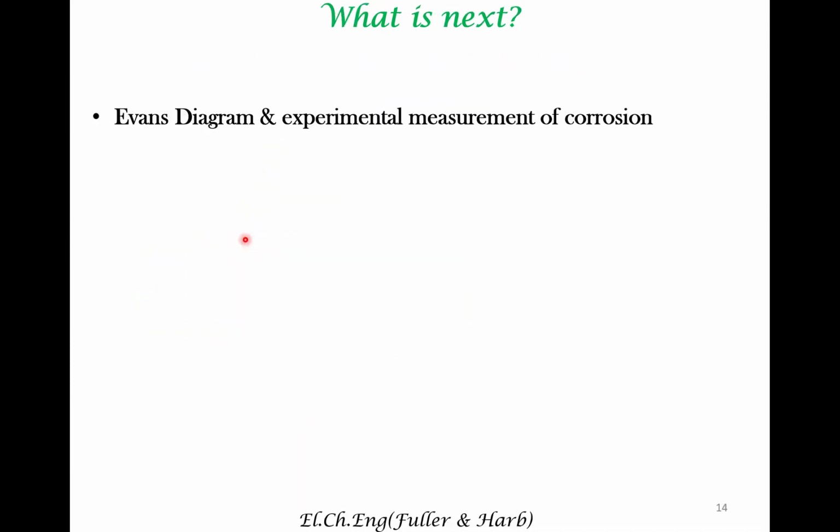Moving on, we would look at a closely related representation. There is no significant addition in terms of concept, just the representation is different, and this representation is called the Evans diagram representation, and the associated experimental measurements in the context of corrosion. In fact, we will not be introducing many new concepts in the next lecture, but just a representation which you would probably see in the corrosion literature will be discussed.